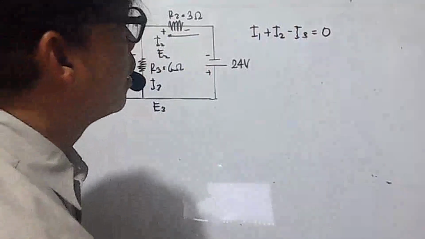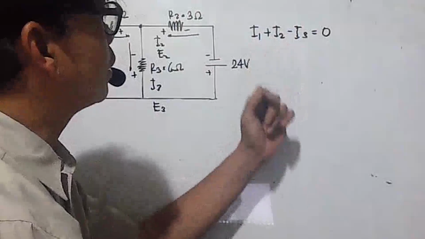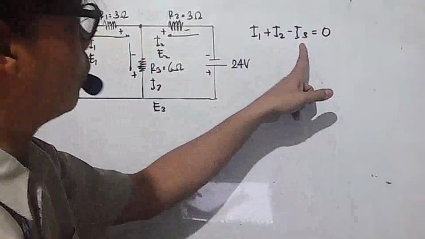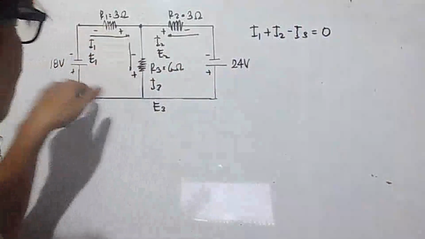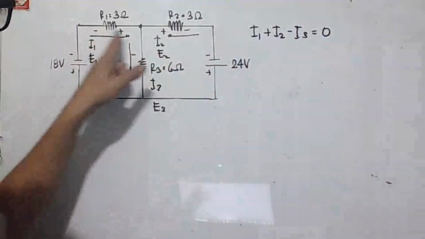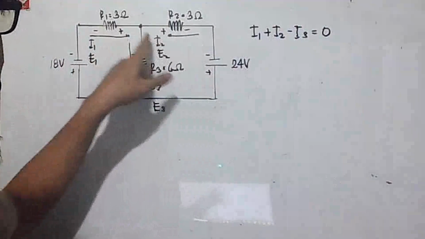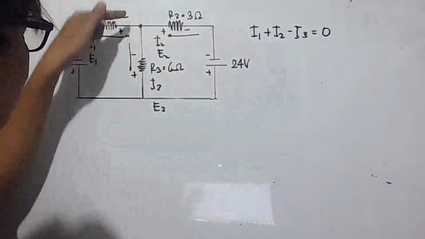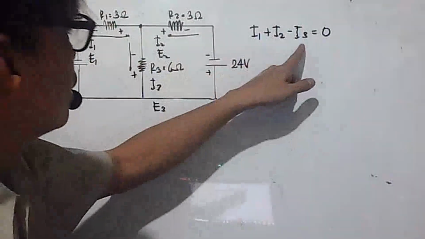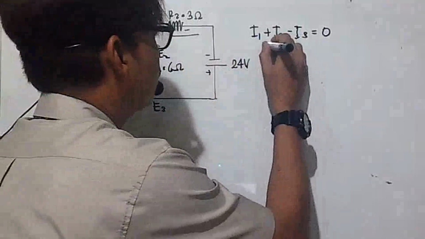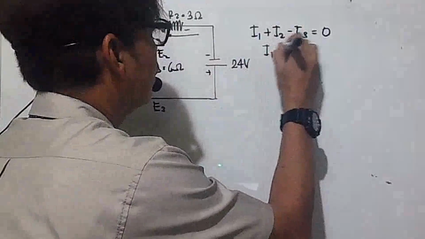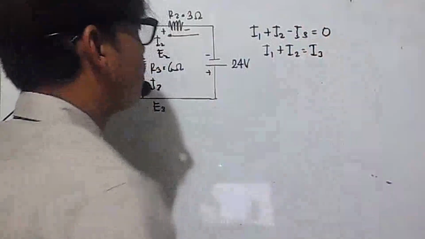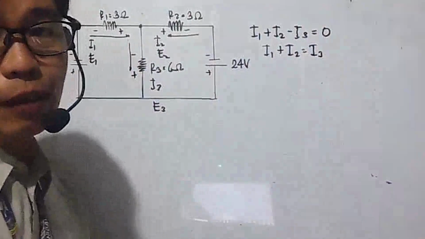So it states that currents entering a node are positive. In this case, they are two. And a current leaving a node is negative. As you can see in the figure, I1 is entering a node and I2 is also entering the same node or junction, so they are positive. And I3 is leaving the junction, so it is negative. Arranging it to be a proper equation, it is I1 plus I2 is equal to I3. That will be our first equation for current.